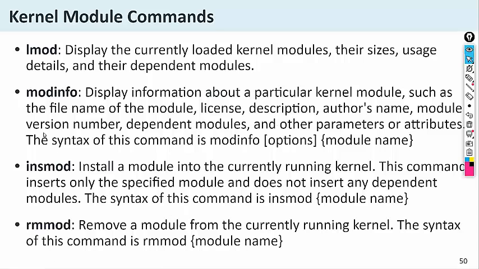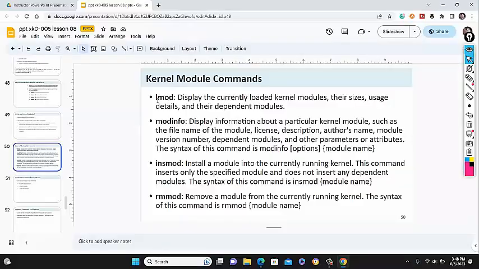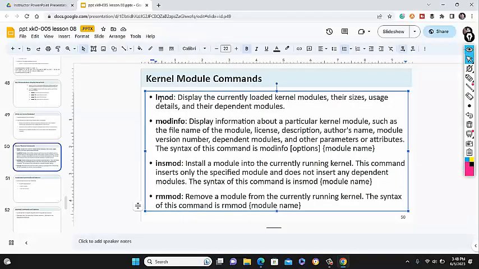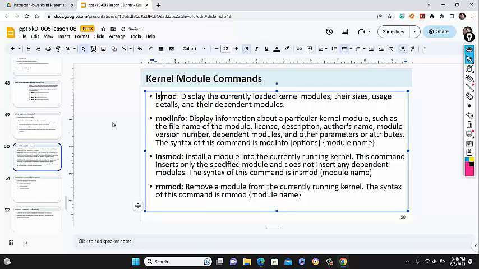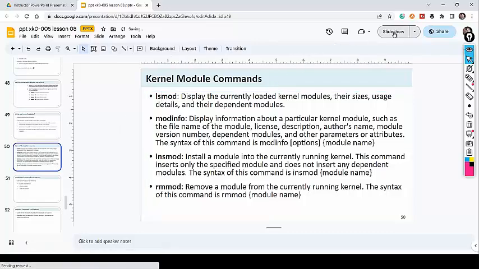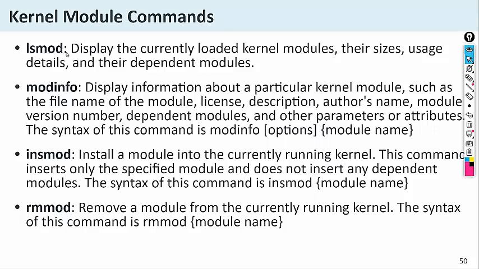For checking the modules, you can use the lsmod command. Lsmod is used for checking all the modules. What is the work of lsmod? It displays the currently loaded kernel modules, their size, usage details and dependent modules, because one module is dependent on another. Similar to the dependency of software, similar dependency happens with modules.